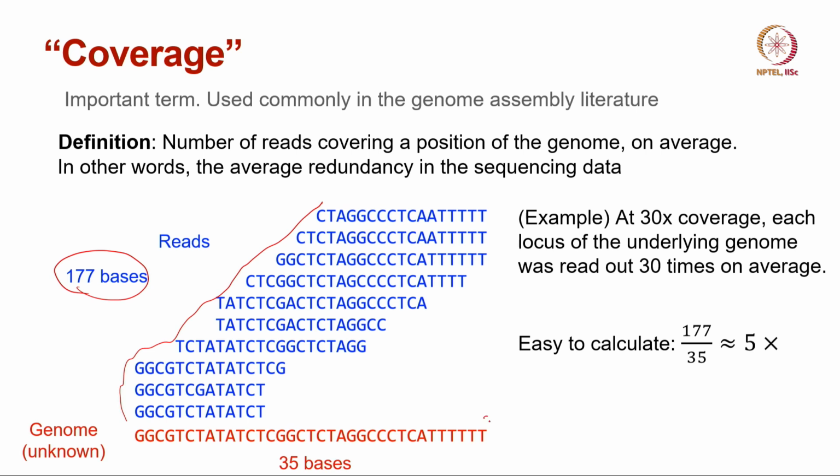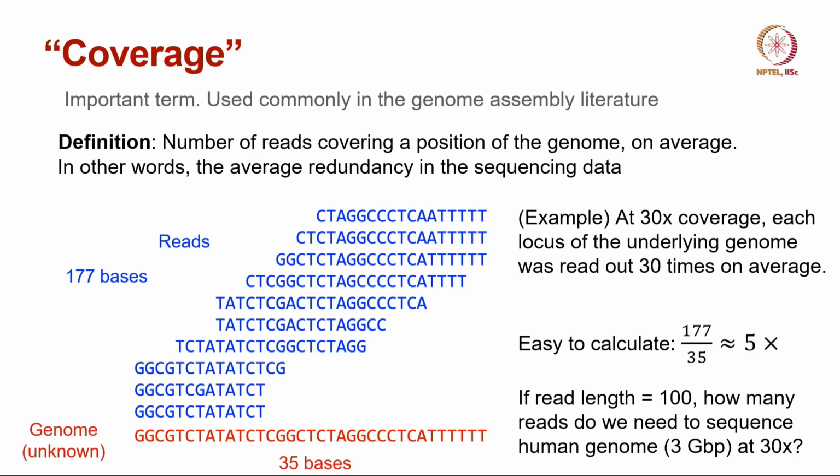and the genome sequence has 35 bases below. So, the coverage for this particular example would be 177 divided by 35, that is about 5x, suggesting that each base of this genome on average is sequenced 5 times in the read data set, right. Accordingly, higher coverage implies that you have more reads.